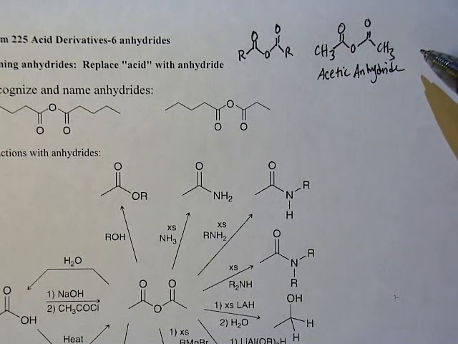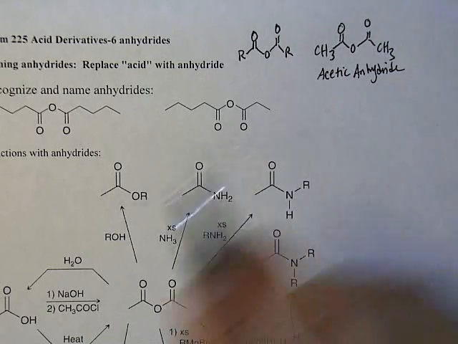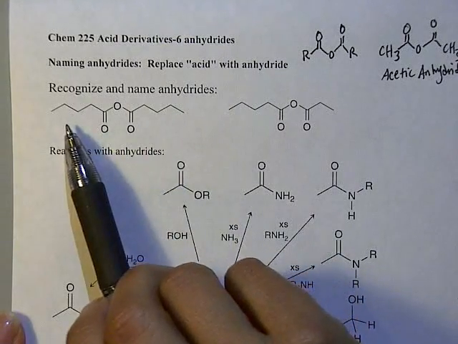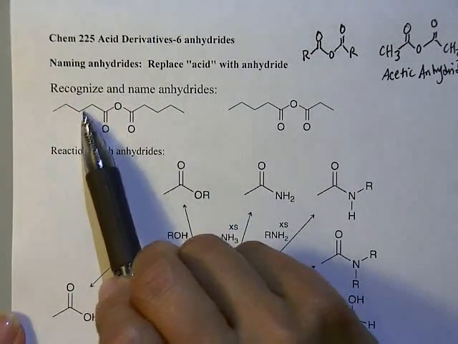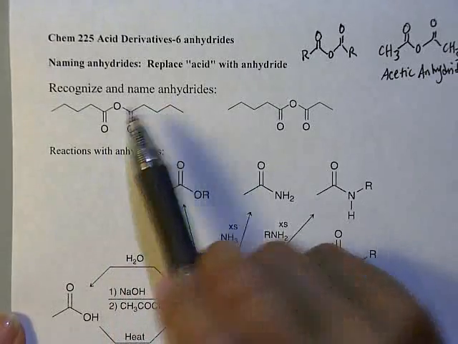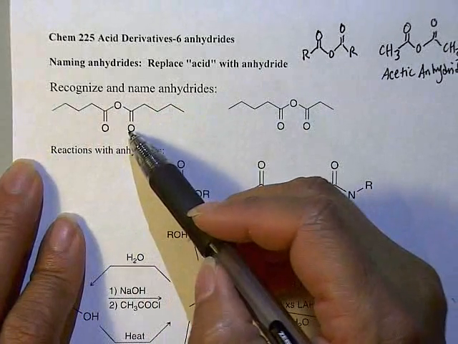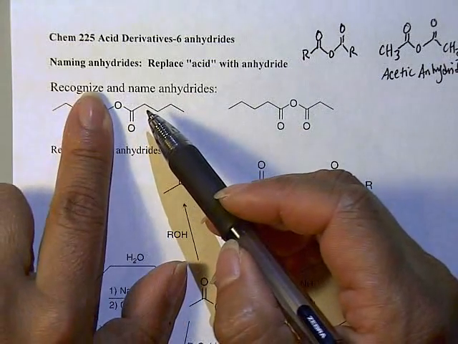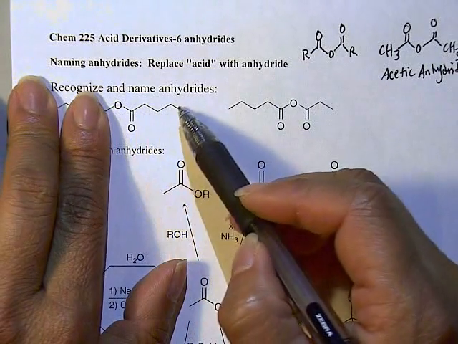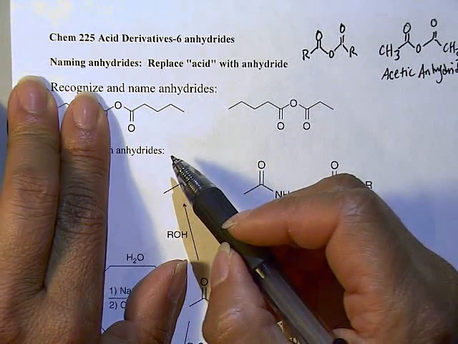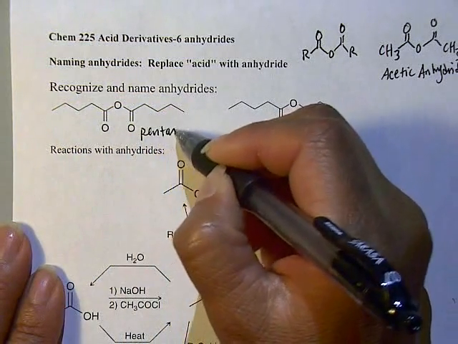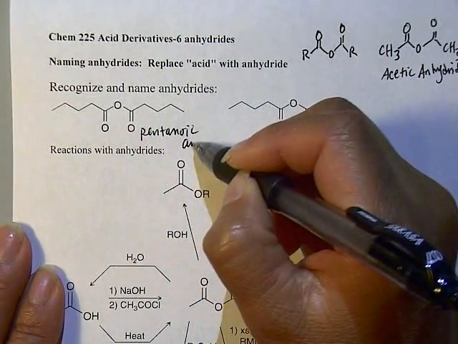All right. Now, here's another example of a symmetrical anhydride, right? 1, 2, 3, 4, 5. 1, 2, 3, 4, 5. So what would the name of this be? 5 carbons, including the carbonyl. If this wasn't there and it was an H, it would be 1, 2, 3, 4, pentanoic acid, right? So it would be pentanoic anhydride.